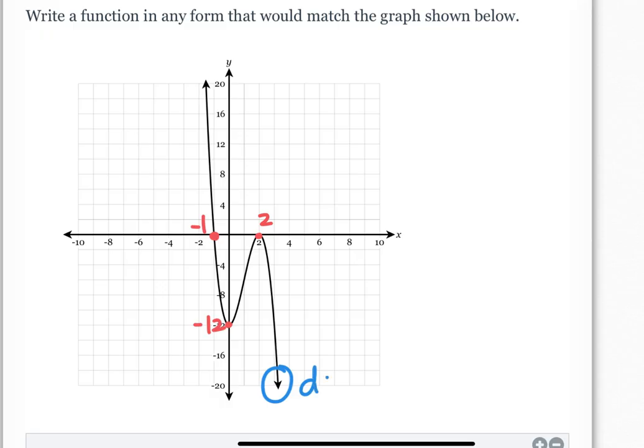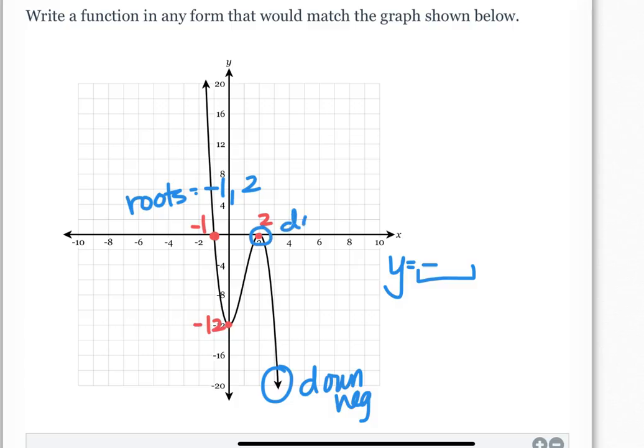I note here that this is going down, which means I should have a negative leading coefficient. So I know my function is going to start with a negative number. I don't quite know what that number is yet, so I'm going to leave a space there, but I do know that it needs to be negative. I see that I have roots or zeros at negative 1 and at 2. And I notice that 2 is going to be a double.